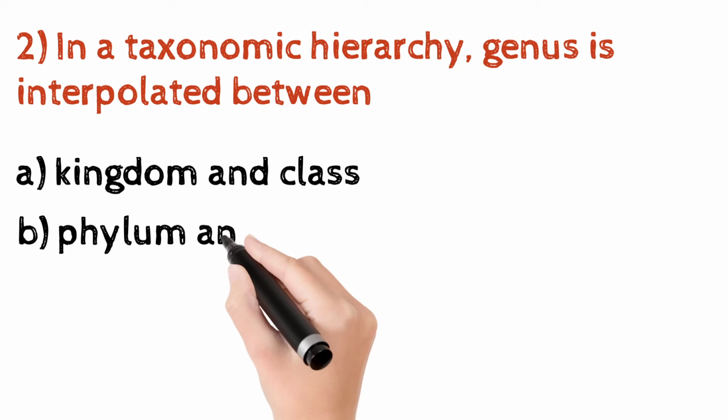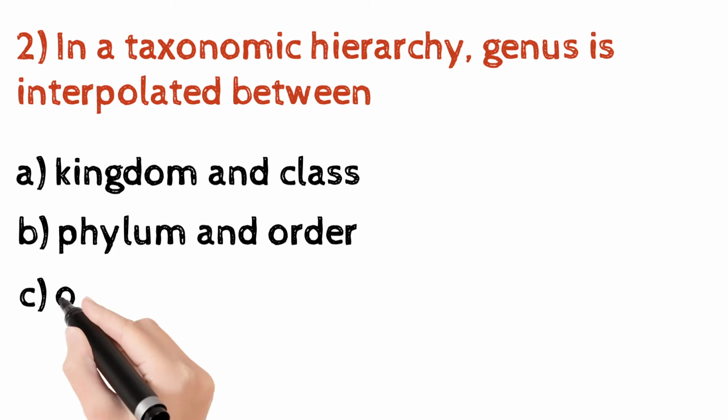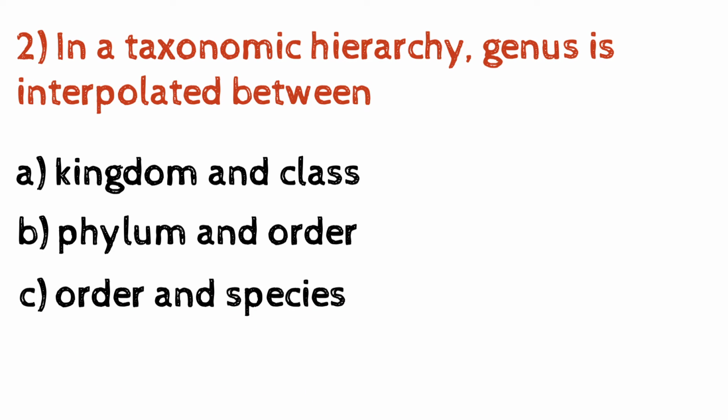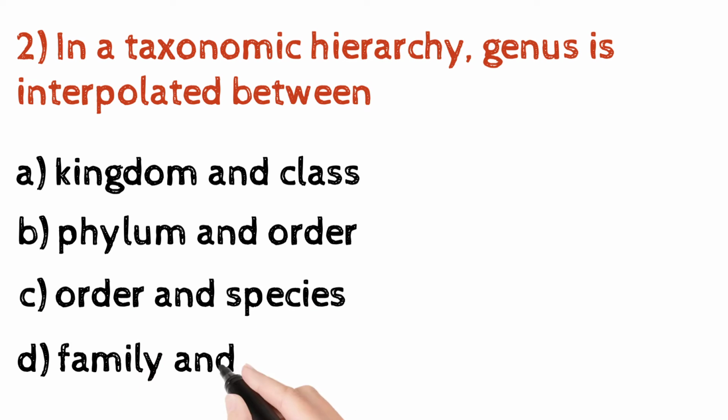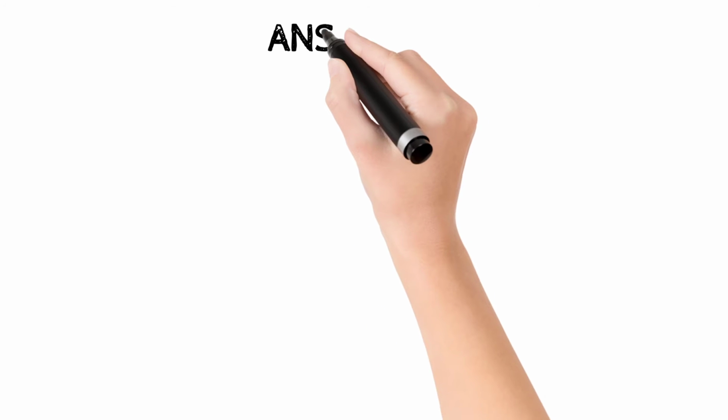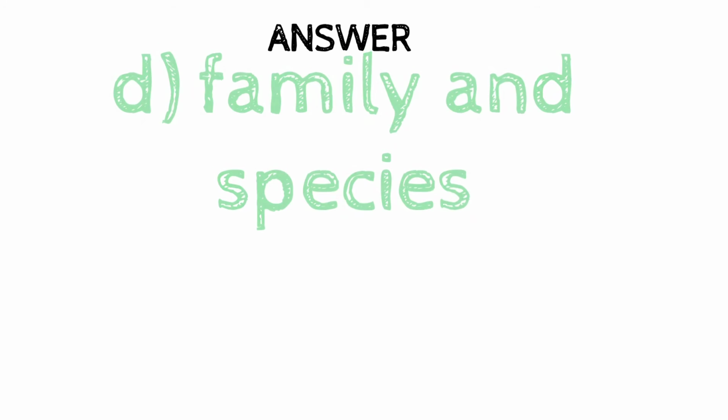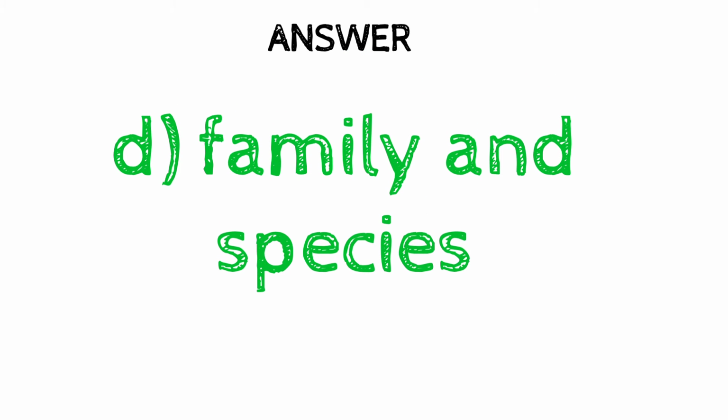Okay. So the next question is, in a taxonomic hierarchy, genus is interpolated between A. Kingdom and class, B. Phylum and order, C. Order and species, D. Family and species. Your time starts now. So the answer is D. Family and species.